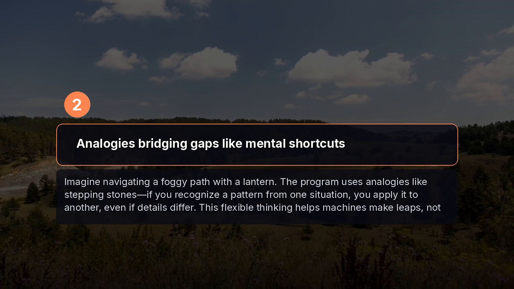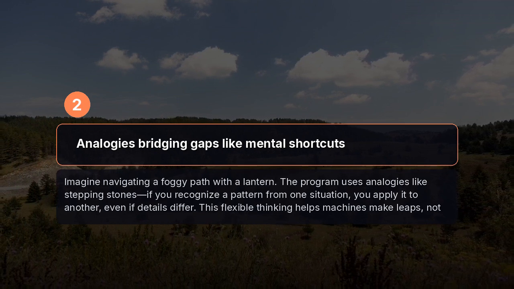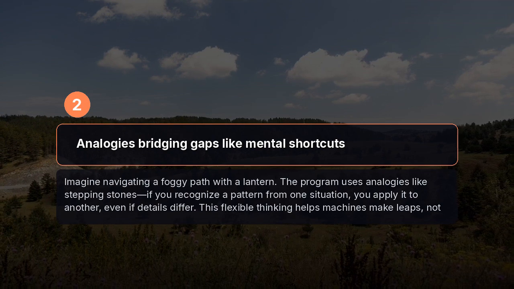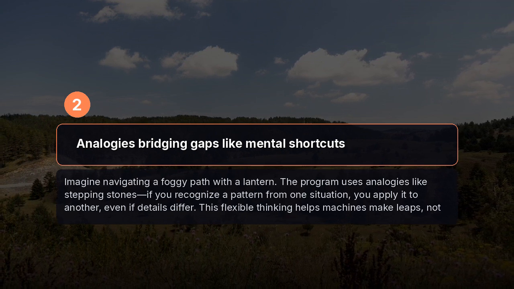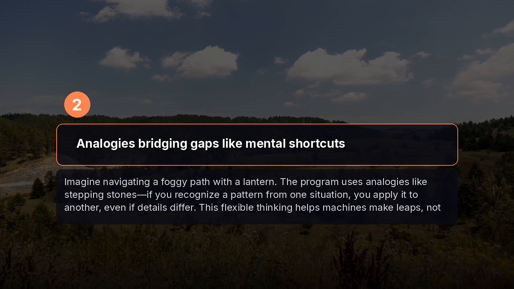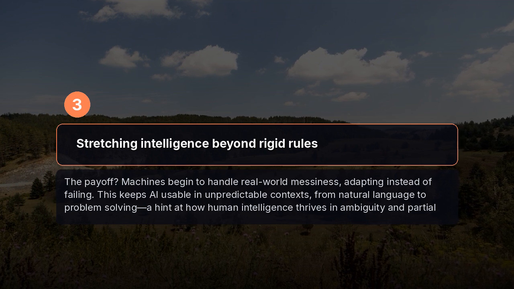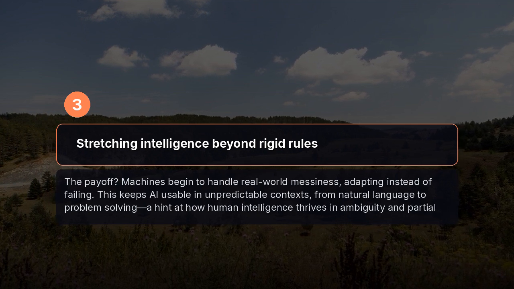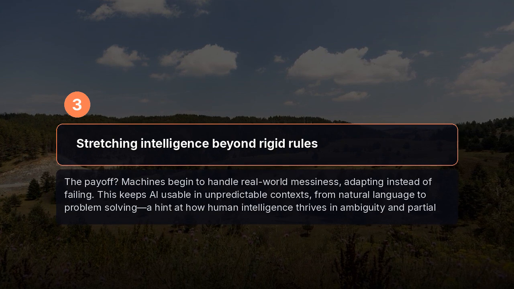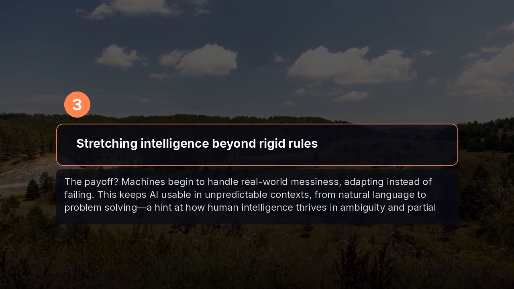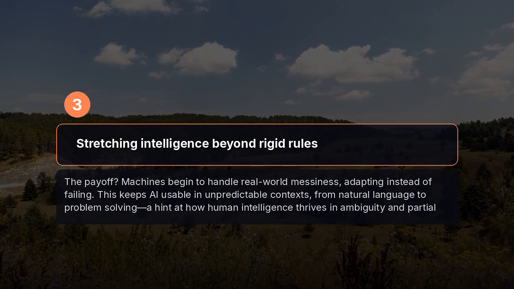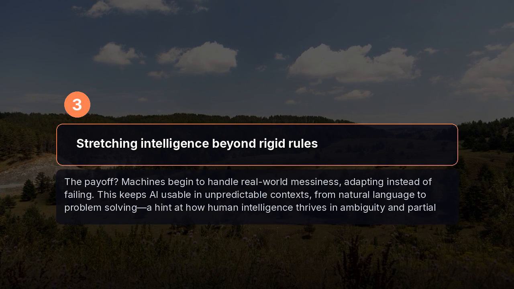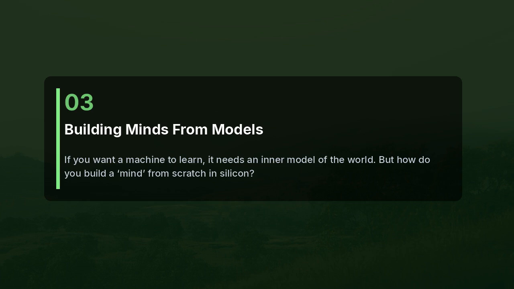If you recognize a pattern from one situation, you apply it to another, even if details differ. This flexible thinking helps machines make leaps, not just follow rigid chains of logic. The payoff? Machines begin to handle real-world messiness, adapting instead of failing. This keeps AI usable in unpredictable contexts, from natural language to problem-solving, a hint at how human intelligence thrives in ambiguity and partial truths. If you want a machine to learn, it needs an inner model of the world.